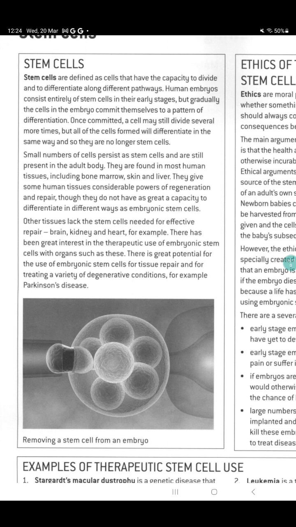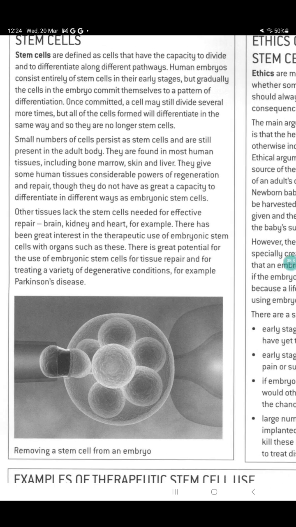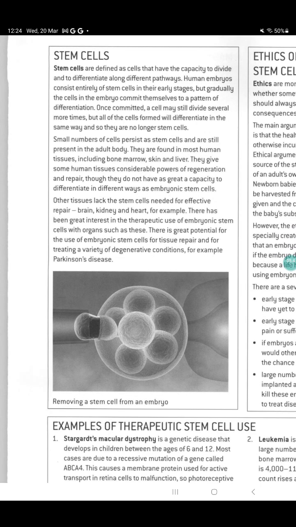So same in the case of the bone marrow cells and skin, very well known. Whenever you get some kind of smaller injury, the upper layer of your skin regenerates and grows a new layer after a few days. For other tissues, like brain, kidney and heart, where stem cells are needed for effective repair, there has been great interest in the therapeutic use of embryonic stem cells with organs such as these.